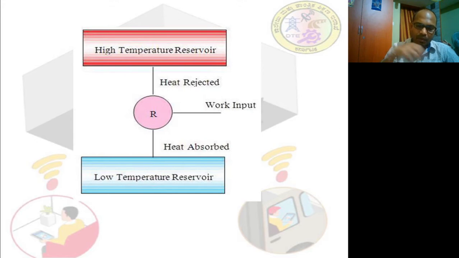The heat from the lower energy level has to be taken out. That means we have to work on the refrigeration system. The blue color shows the amount of heat that has been absorbed, and the red color tells us the amount of heat that has been rejected. Is it clear?